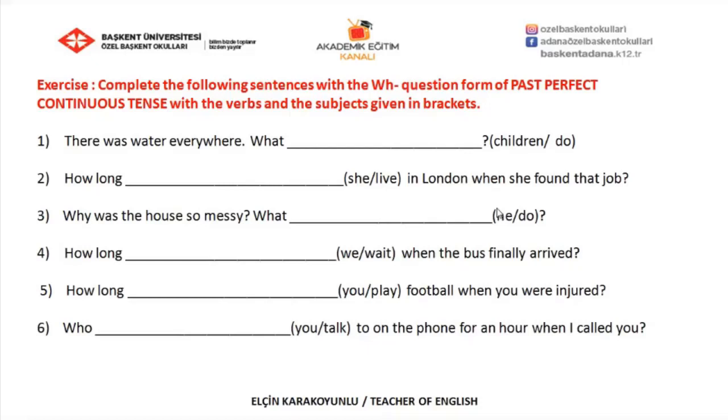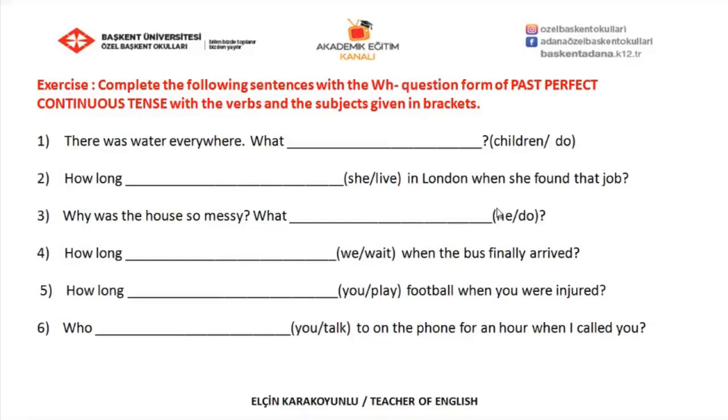Complete the following sentences with the WH question form of past perfect continuous tense with the verbs and the subjects given in brackets. Now, this time, you are going to form the sentences in question form, and you have to use the verbs and the subjects in brackets.